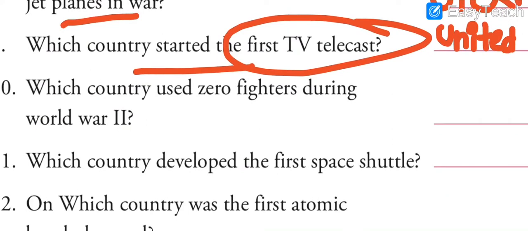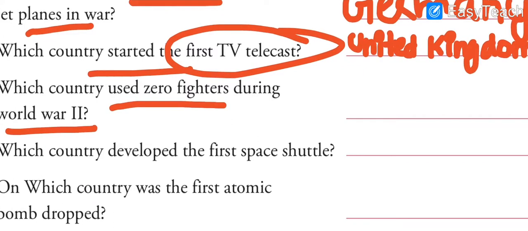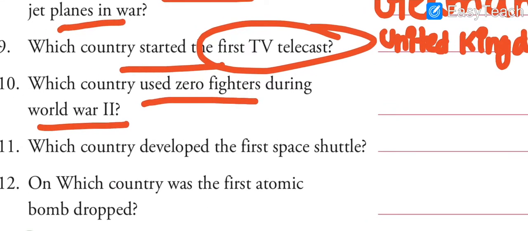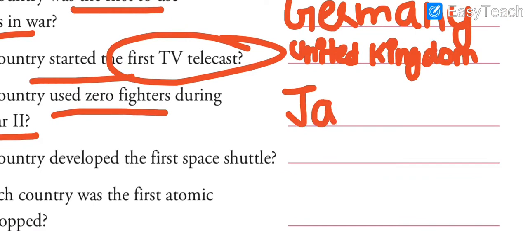Next question is, which country used Zero fighters during World War II? Now first I would like to explain the answer. The country that has used Zero fighters during World War II, which means the Second World War held between the years 1939 to 1945, was Japan. Japan has used the Zero fighters.